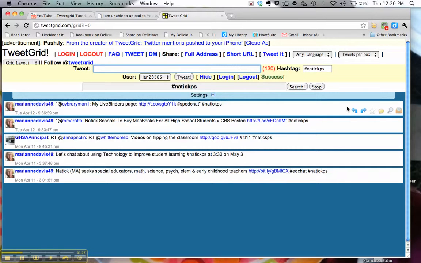The other pieces here, as I highlight over Marianne's tweet right up here at the top of the timeline, you'll see a few icons come up. You've got these arrows here, right here on the right and the left, and a few other icons. The ones that you're going to be primarily concerned about right away, and they're the only two we're going to go over in this tutorial, is the reply and the retweet.